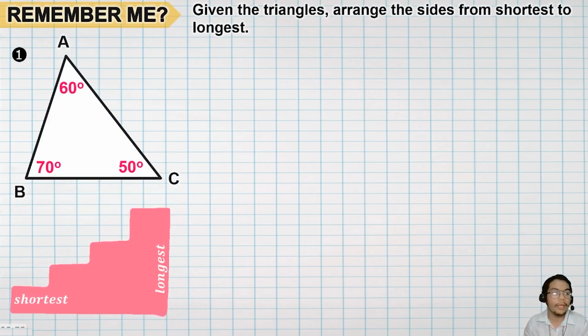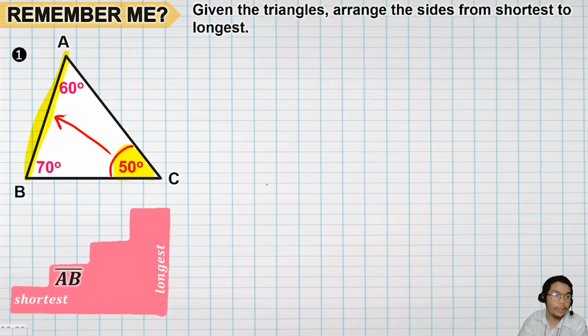If you want to identify the shortest side, dapat alam mo kung nasan dyan yung smallest angle kasi opposite yung dalawang yon. So between 60 degrees, 70 degrees, and 50 degrees, we have here 50 degrees as our smallest angle. And the one opposite it is gonna be our shortest side. Kasi opposite ng smallest angle natin is the shortest side. So the answer is gonna be line segment AB for the shortest side.